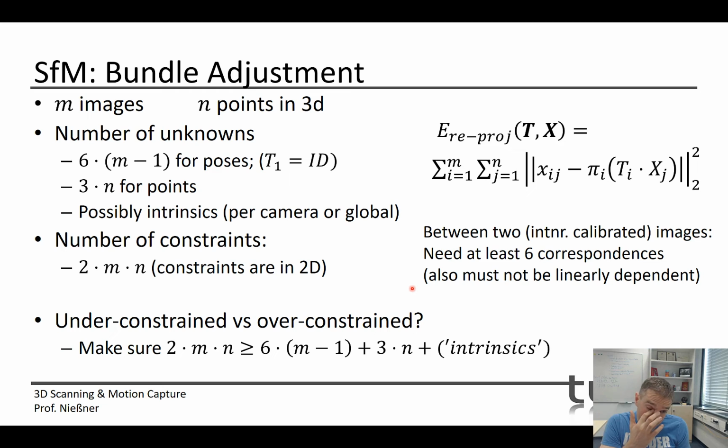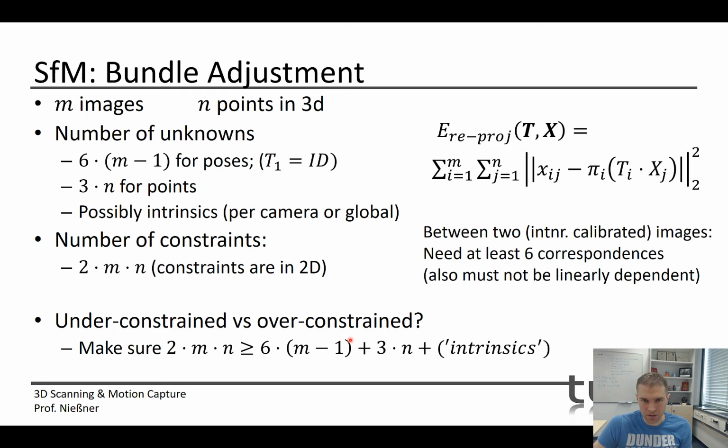So you need at least 6 correspondences between two images to over-constrain it, and then the more images you have, the better, because this scales very well: this term here is quadratic, whereas this term here is linear. Right. So this, so far, is structure from motion.